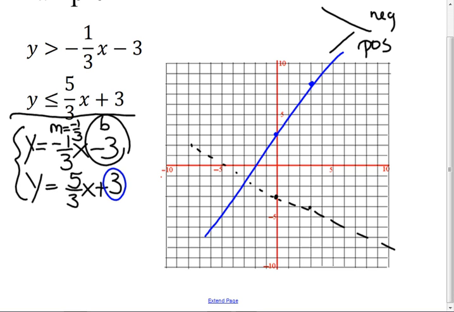I don't really care where they intersect. I'm going to be getting a region. Okay, guys, don't shade yet. We're going to do that right now. We all have 2 lines there.